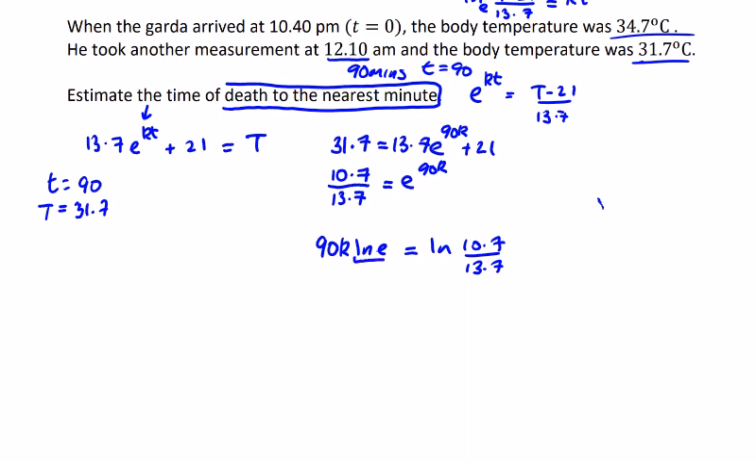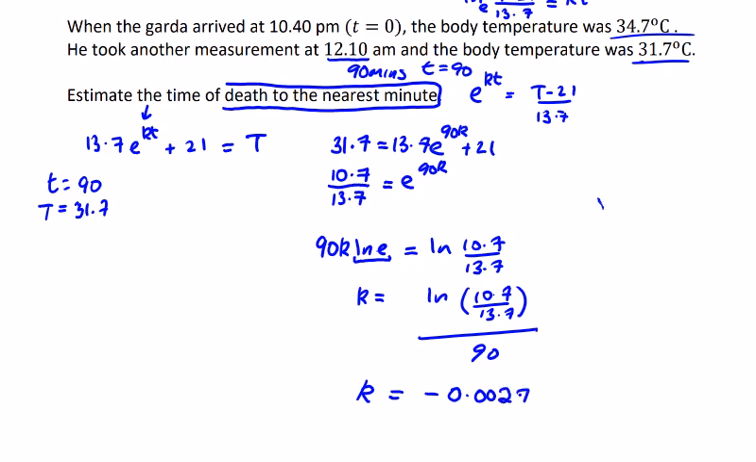We know that the natural log of e is equal to 1, so k is going to be equal to the natural log of 10.7 over 13.7 divided by 90, and this gives k to be a negative number, minus 0.00276. So now we have our equation in full. We have temperature is equal to 13.7 e to the power of minus 0.00276 t plus 21.